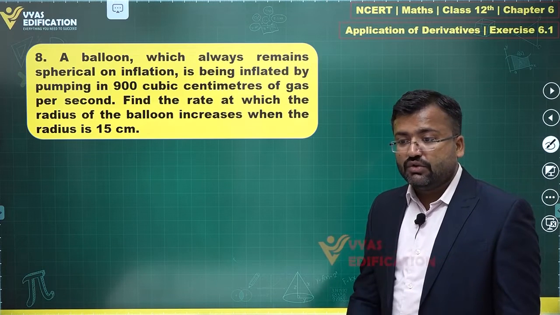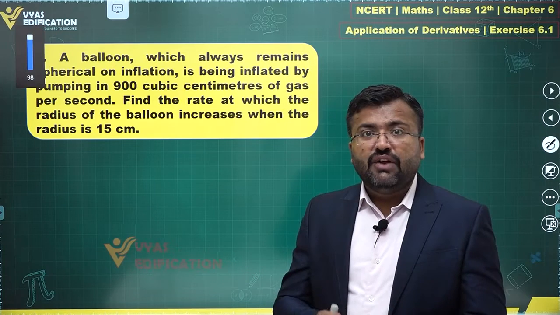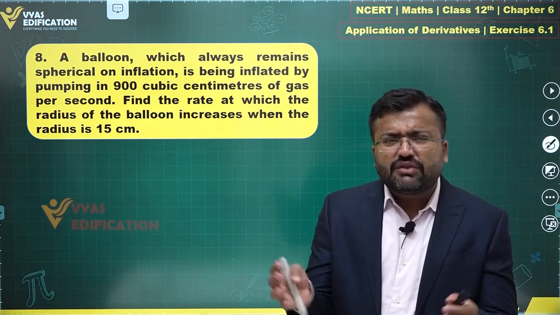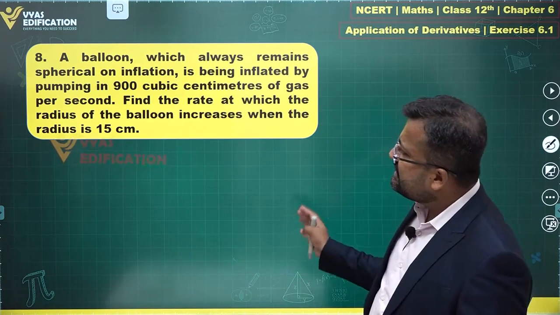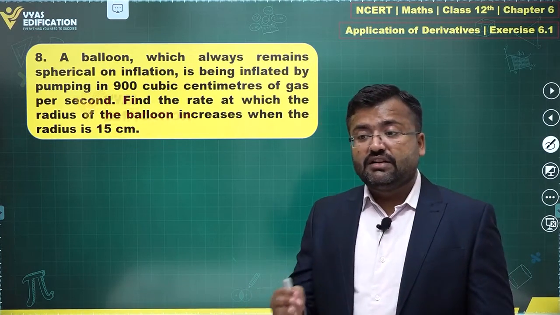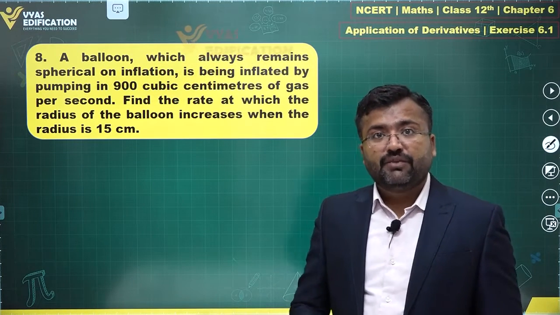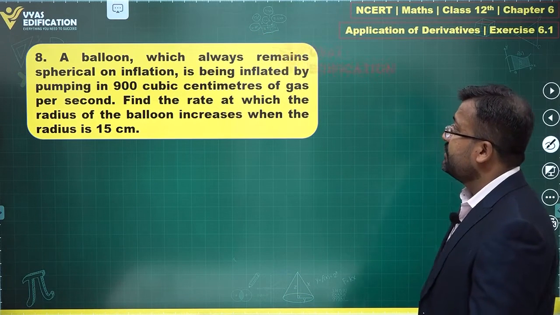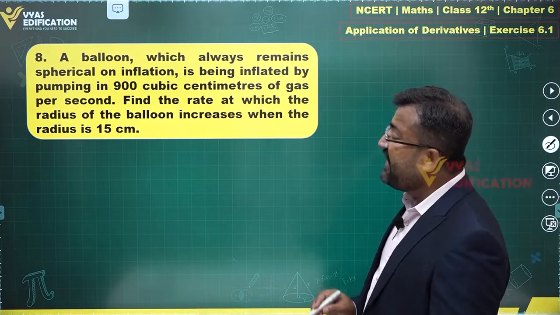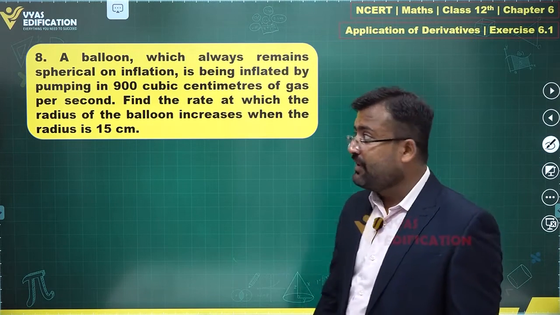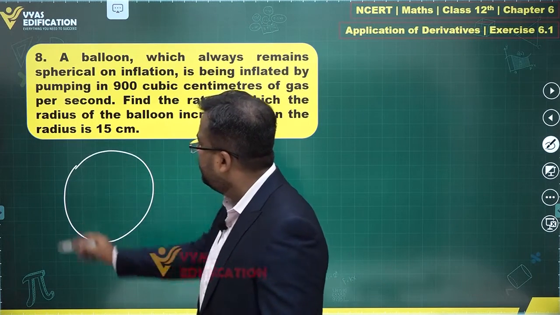Mind you, some of you may argue that, sir, the volume of the gas going inside may actually be reduced because of the pressure and all, but we are not supposed to consider all of those things. We are not dealing with chemistry over here. In maths, we'll simply assume that this 900 cubic centimeters of gas that we have pushed in will increase the volume by so much only, right? We're not considering any pressure conditions or something of that sort. So keeping that in mind, a balloon which always remains spherical on inflation, spherical shape. Sphere in 2 dimensions will look like a circle, right?